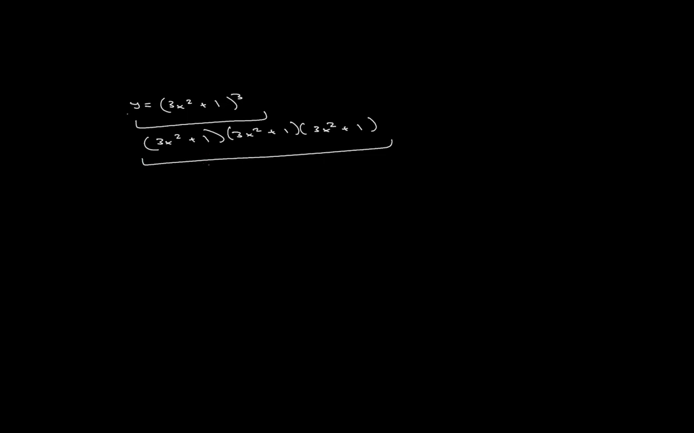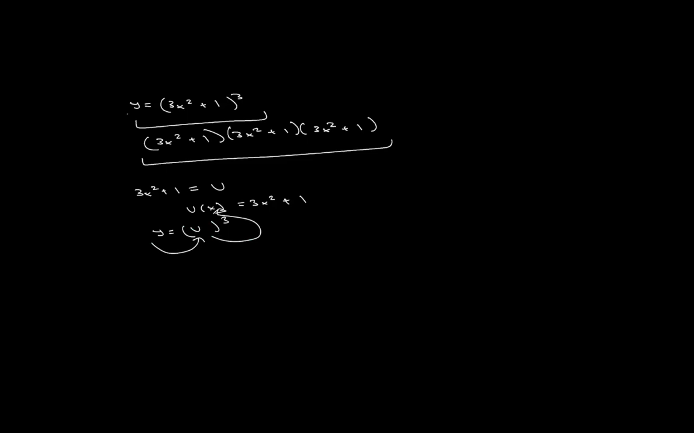But essentially, the chain rule allows us to treat functions as compositions of other functions. So another way we could treat this is to treat this 3x squared plus 1 as some other function u. So u of x is equal to 3x squared plus 1, and then y is simply equal to u to the power of 3. So essentially, y is a function of u, and u is a function of x, right?